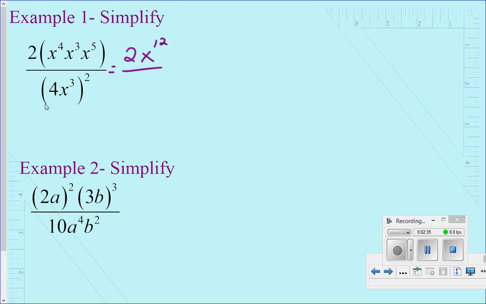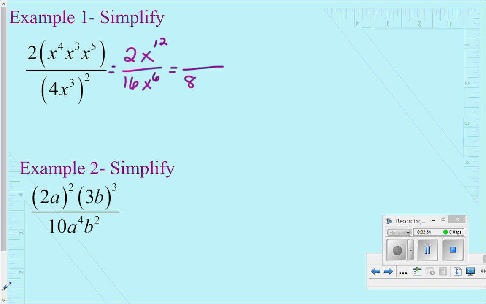In the denominator, I know that I'm going to, first of all, square the 4 to get 16. Secondly, when we have something to a power, you learned the rule is that you multiply the powers. So that gives me x to the 6th. That's not simplified because I have x's over x's and I have 2/16. So I know 2/16 is 1/8. I'm going to put the 8 in the denominator.